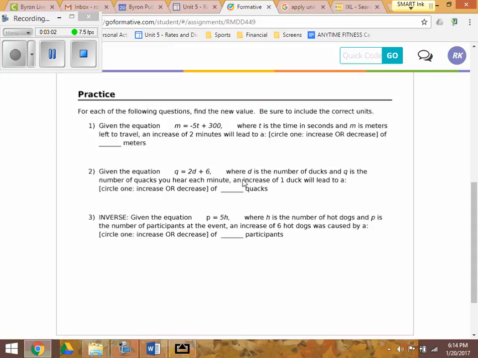So what we want to say is that an increase of 1 duck will lead to an increase of 2 quacks. Again, we're going to put a 1 in for this D, and we're going to get these 2 extra quacks. All right. So again, increase by 2 quacks.